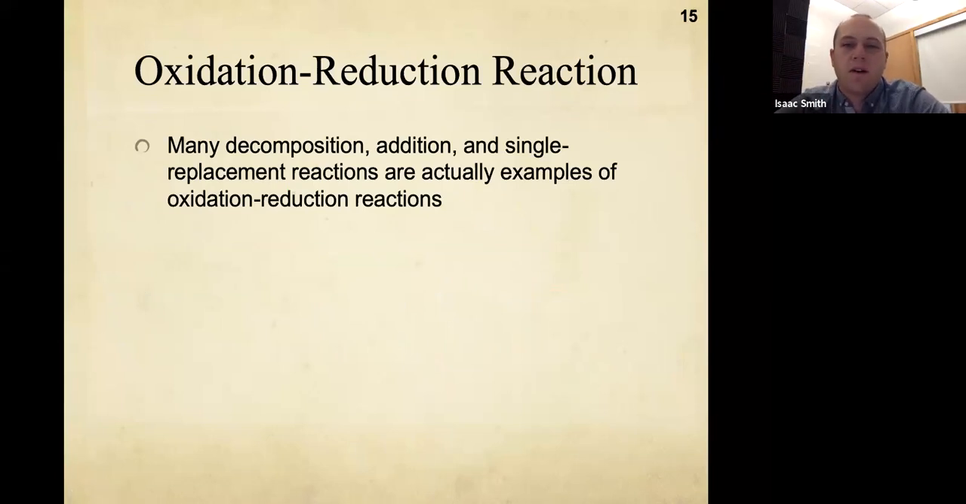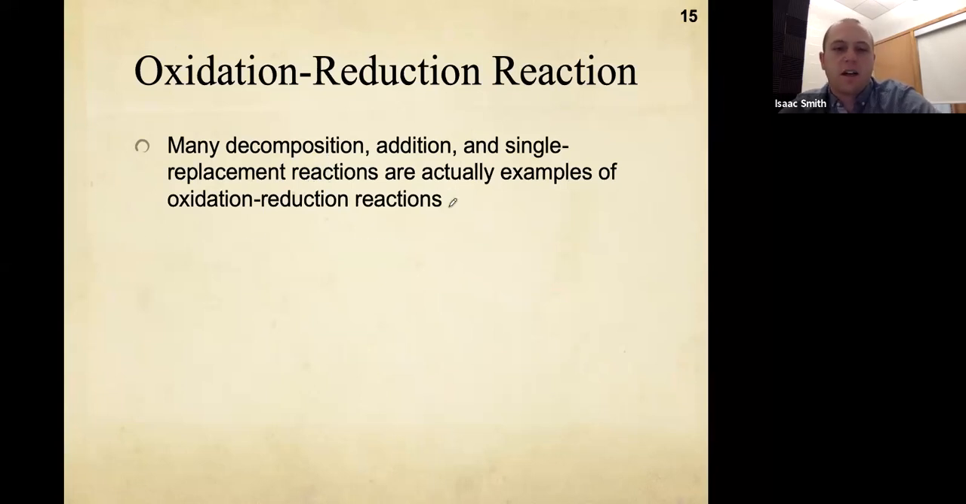Okay, so then we have oxidation reduction reactions. This first bullet point just tells you that decomposition, addition, any of these reactions we just talked about, they can be oxidation reduction reactions. So it's kind of its own little class.